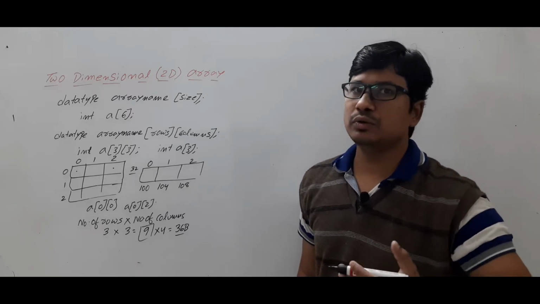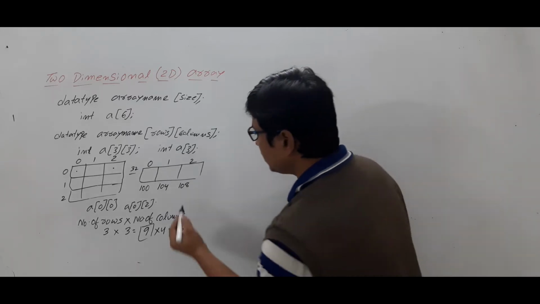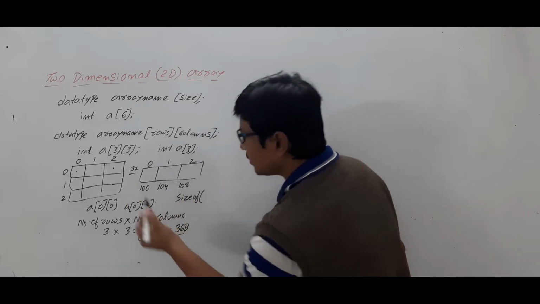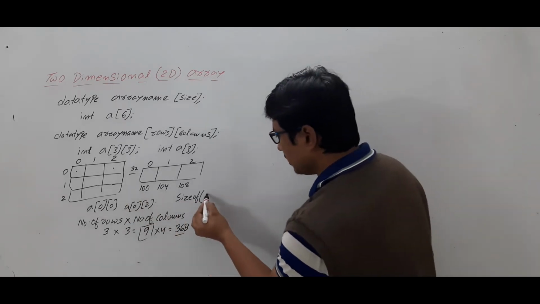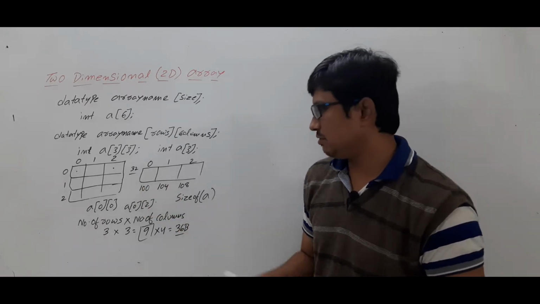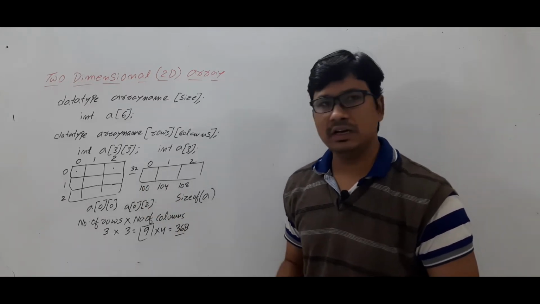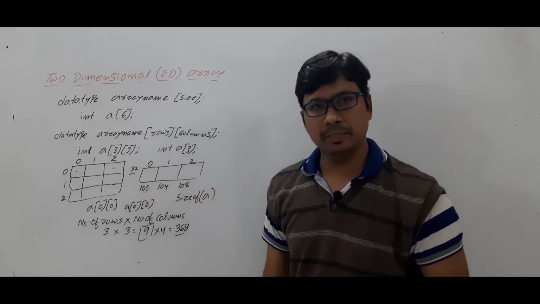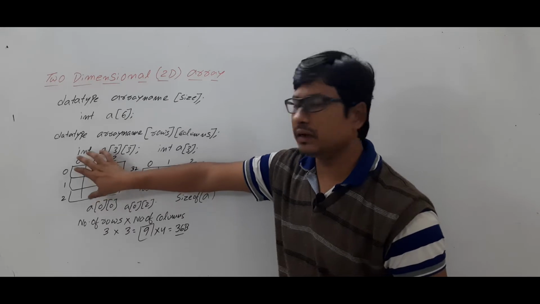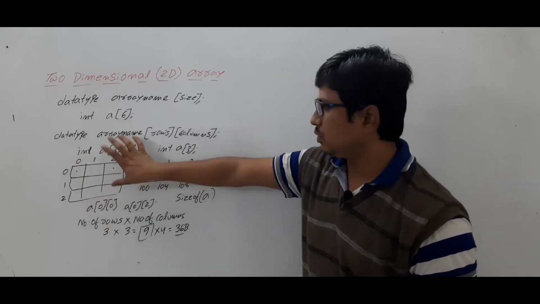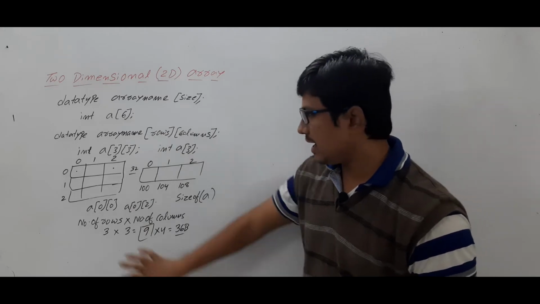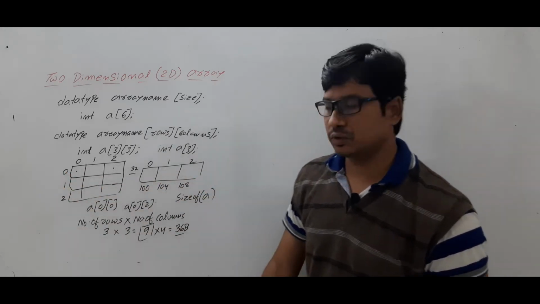If you want to use the sizeof function, you can use it. You can use the sizeof operator and specify the array name A, and within the printf function, if you give it with %d, it will give you the size of the array A. Is it clear? I hope you have understood how we can represent the two-dimensional array, what the declaration syntax is and how these values can be stored.